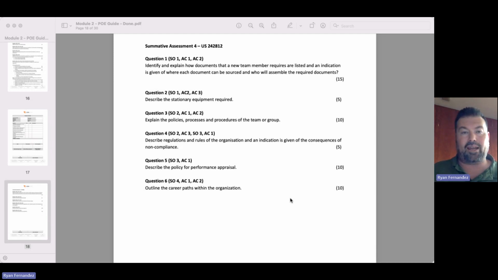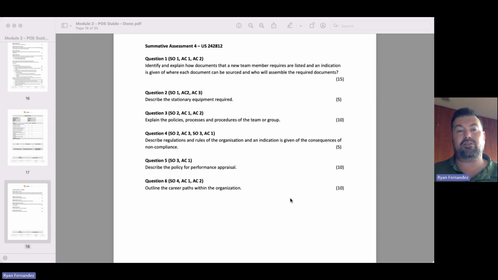So question number 1 says identify and explain how documents that a new team member requires are listed, and an indication is given of where each document can be sourced and who will assemble those documents. So if you think about a new recruit coming into your business, what documents would you give them? Why would you give them those specific documents? Who will get them? And where can you get them from? And so if you want to, page number 9 is just a very, very vague and generic overview, but I want you to be specific in terms of how you would do it.